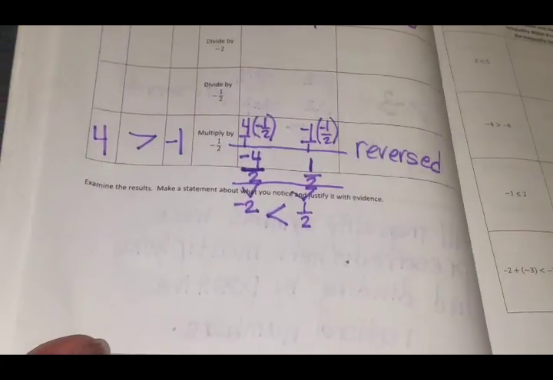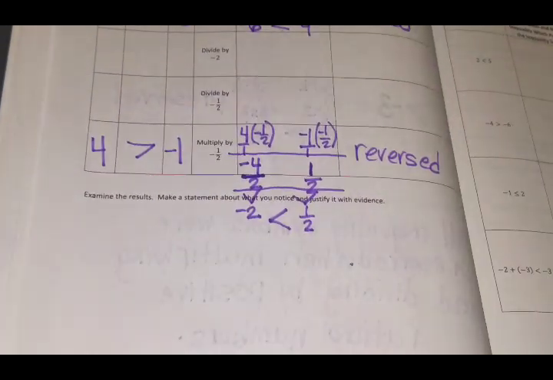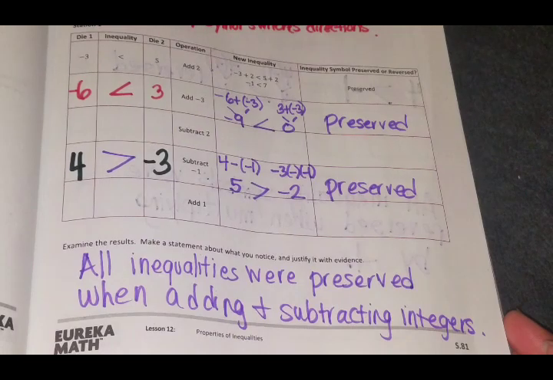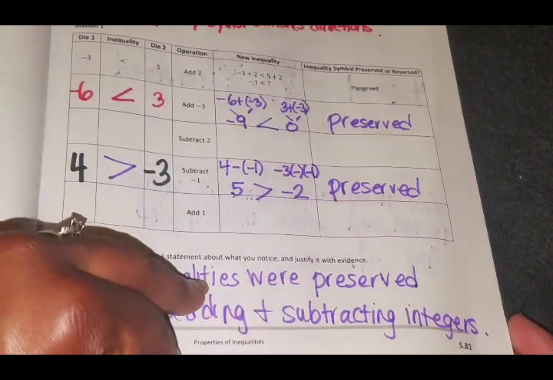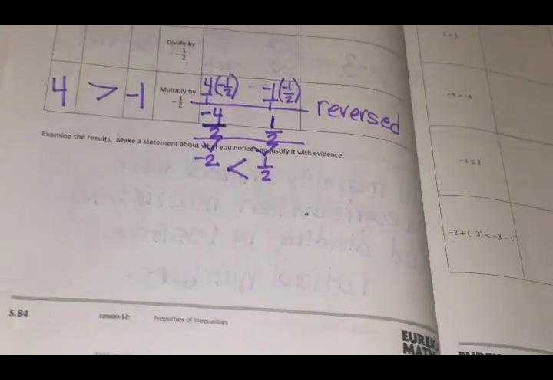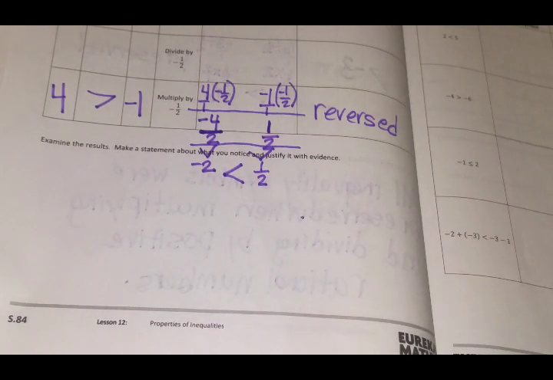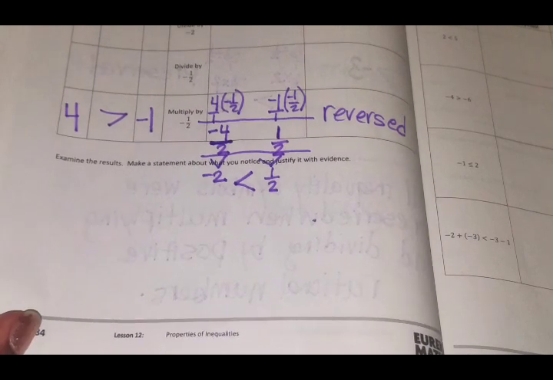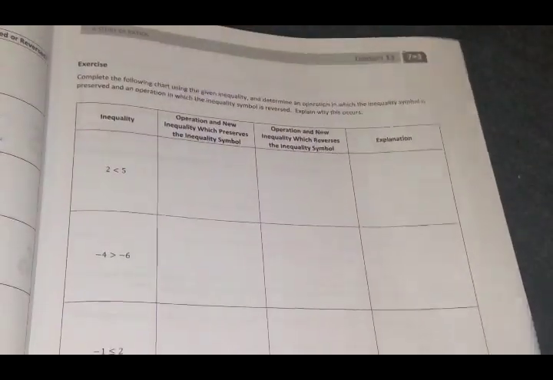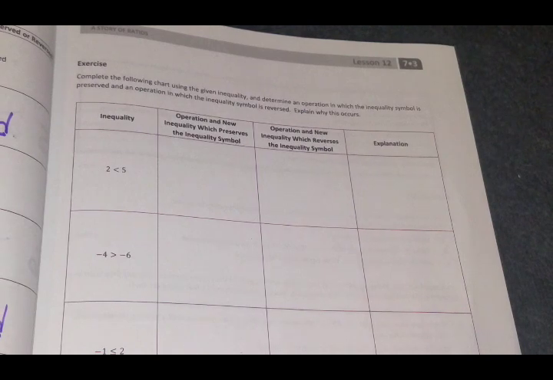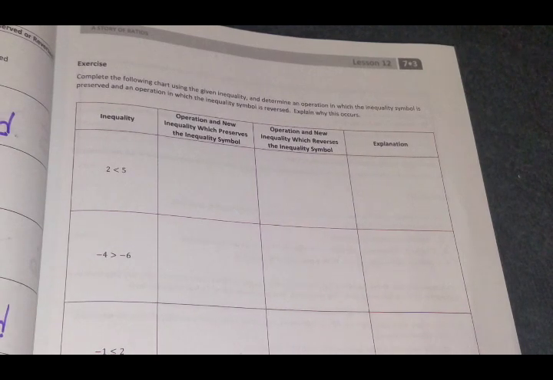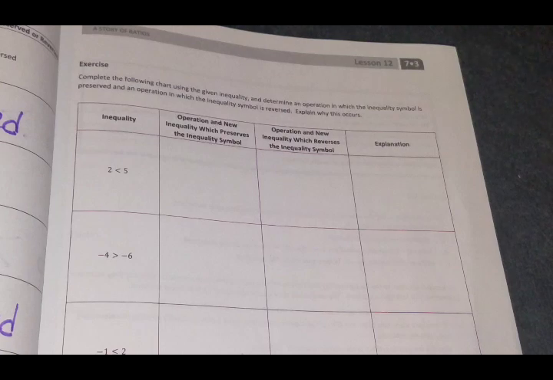Then on our third page, we discovered, I want you to write down what we discovered. Okay, so, oh, didn't read this one. All inequalities were preserved when adding and subtracting integers. So you predict what goes at the bottom of page 84. Okay, so what we're going to do in class, we're going to look at this exercise and we'll discuss that in class today. And then take a break and focus on that exercise.